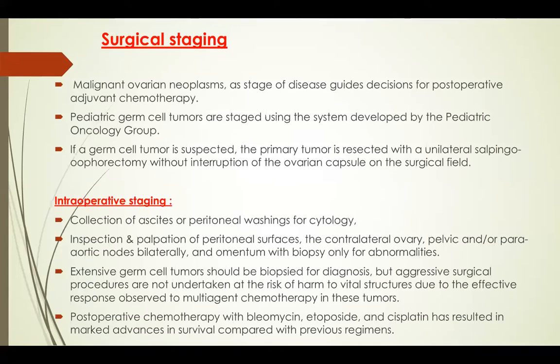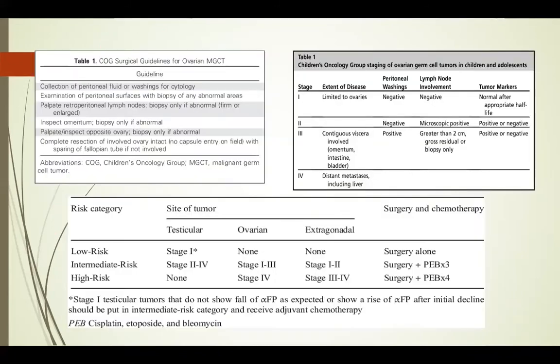Post-operative chemotherapy for germ cell tumor, including bleomycin, etoposide, and cisplatin, has resulted in marked advance in survival compared with previous regimens. So this is the regimen of choice. Those 3 tables are very important and they summarize whatever I said. These are the COG surgical guidelines for ovarian mixed germ cell tumor. So this is the surgical staging.